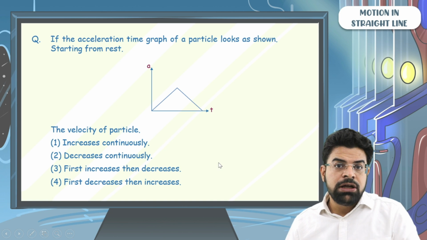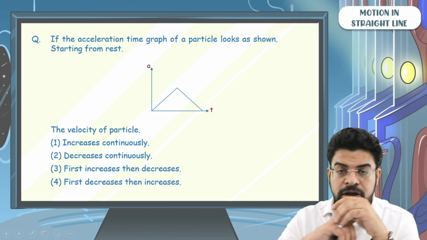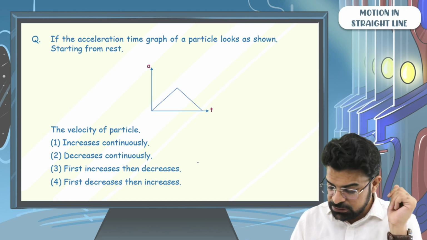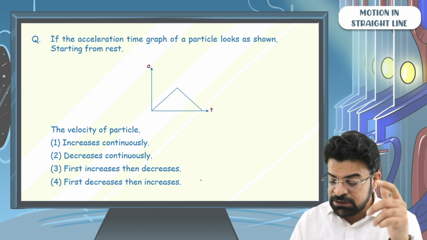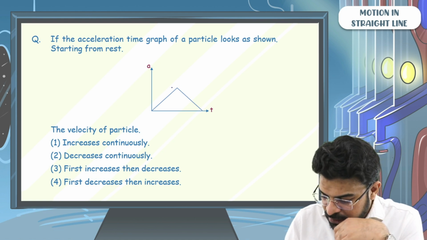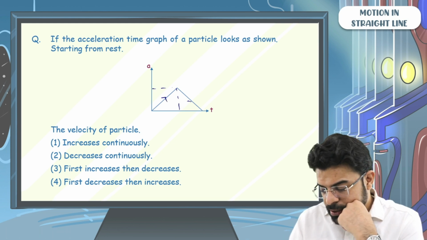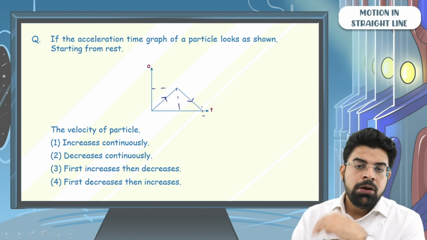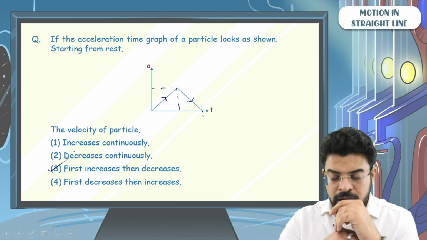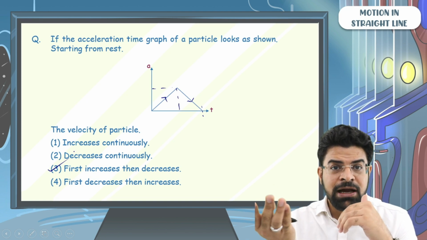So the graph shows the acceleration time graph of a particle, and they are asking you to comment on the velocity. What is happening to velocity? Velocity increases continuously, decreases continuously, first increases then decreases, first decreases then increases. What is the case? So sir, from the graph I can see first the acceleration of the particle increases and then the acceleration of the particle decreases. Most of the students look at this graph and mark option 3. As the acceleration first increases and then decreases, the velocity will first increase and then decrease.